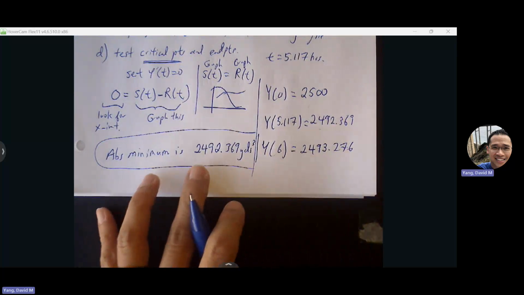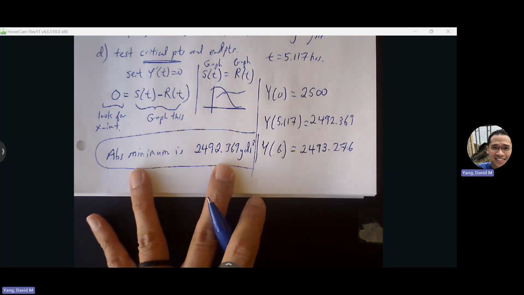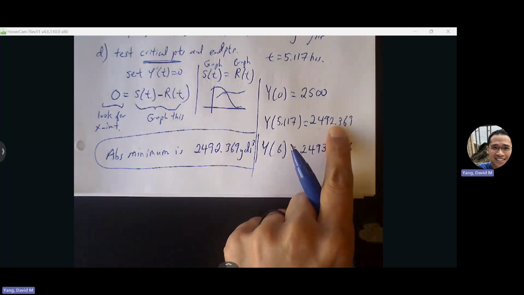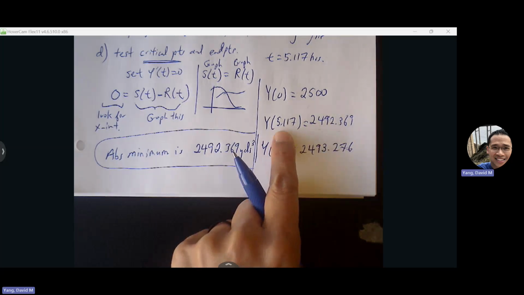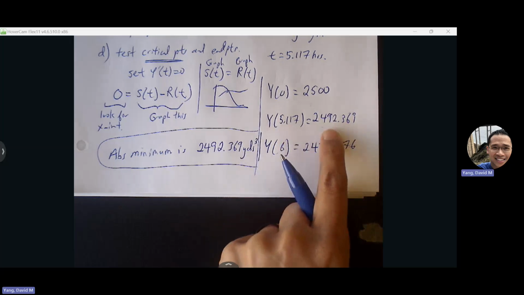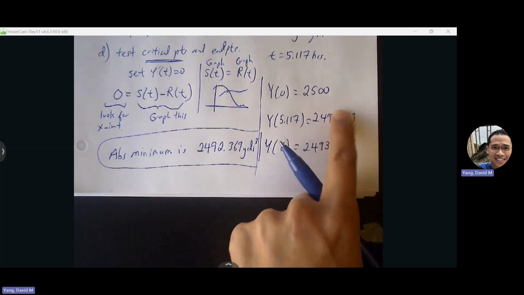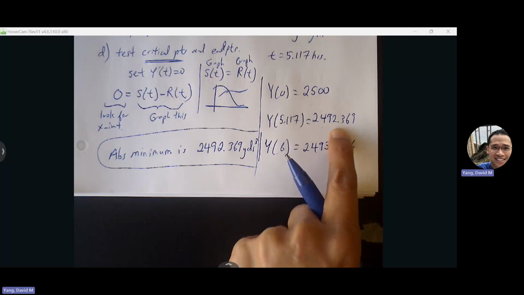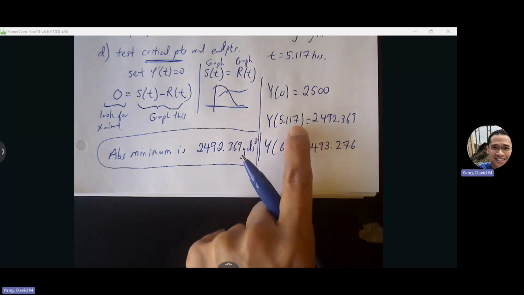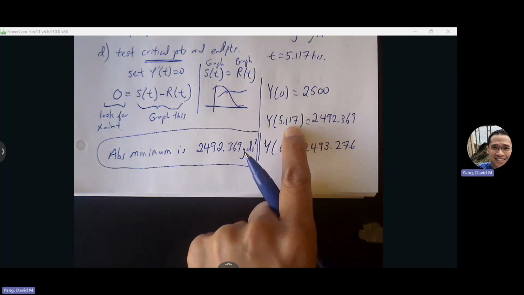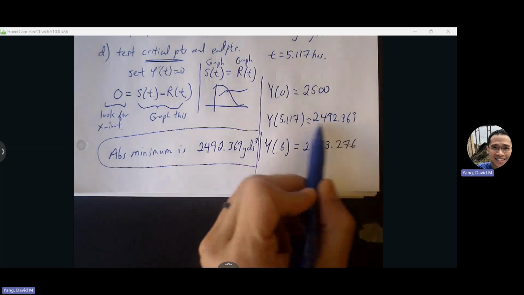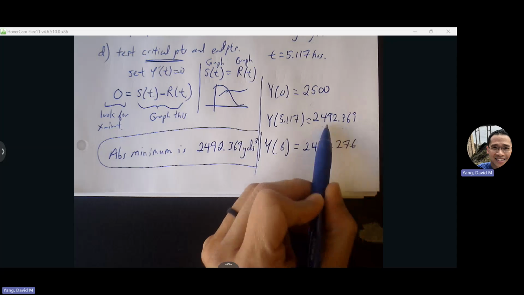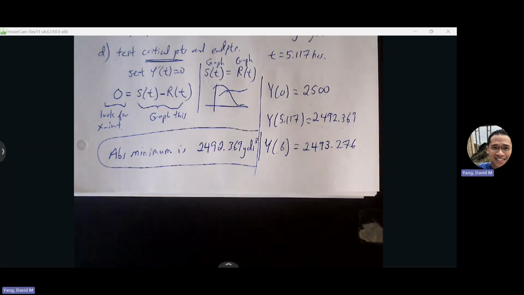And that's why on the AP exam, when they ask for absolute minimum, they're asking for the Y value. Because if you're asking for absolute minimum, you wouldn't say the absolute minimum is 5 hours, right? That doesn't quite fit the answer to the question. So that's why with EVT, they only care about the Y value. They don't care about the T value, unless they specify at what time this is occurring, but usually with EVT, they're asking for that Y value.